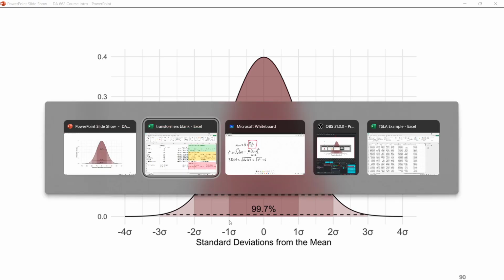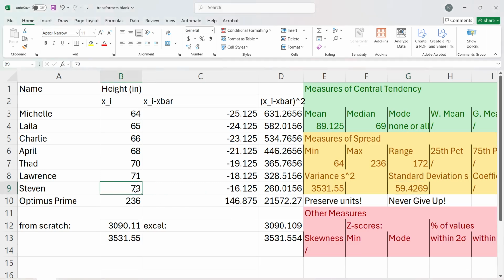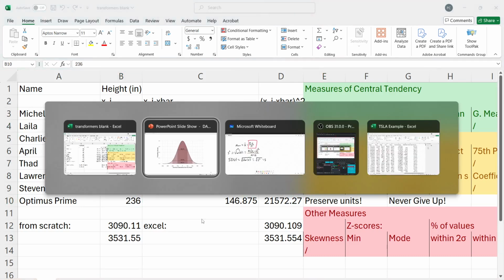Okay, and well, you can see over here that actually all of the humans in my sample are within one standard deviation, which is 59 inches, of the average height. 89 minus 59. If you were something like 30 inches tall, or shorter than that, you would be more than one standard deviation below average. But nobody is that far out except Optimus Prime, so that makes sense.